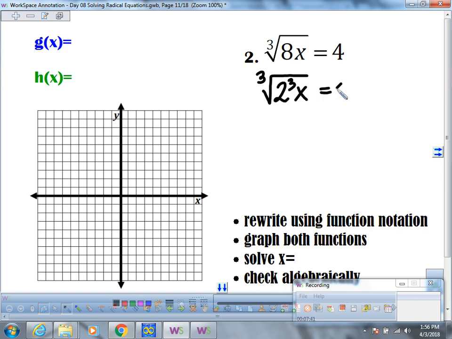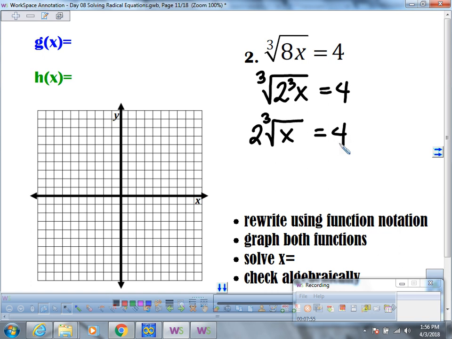Are you with me? Is that true? 2 cubed? Don't cubes cancel each other out, a cube and a cube root? So this is actually 2 cube root x equals 4. Now, here's the trick. I could graph that now, correct? I could graph this side, and I could graph this side. But why not simplify it before I graph it? Why not?